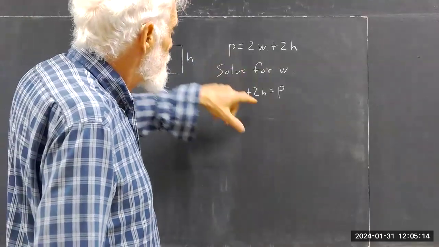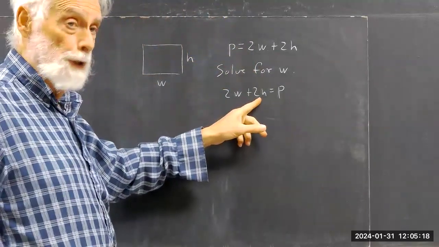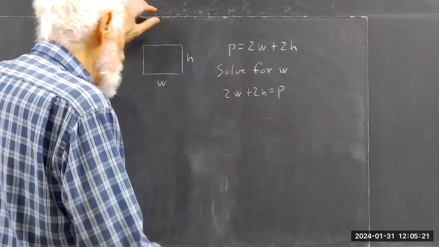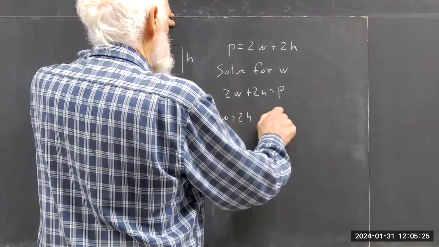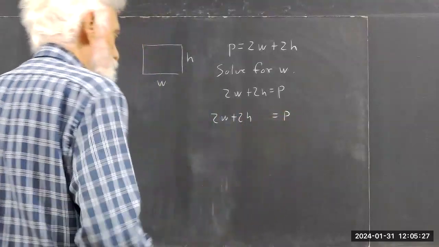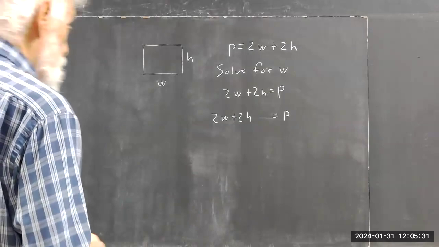So ask, what would we add or subtract? And somebody said, well, subtract the 2H. Exactly what we do. We have 2W plus 2H equals P. We don't write anything underneath unless we're really secure in understanding what we're doing.